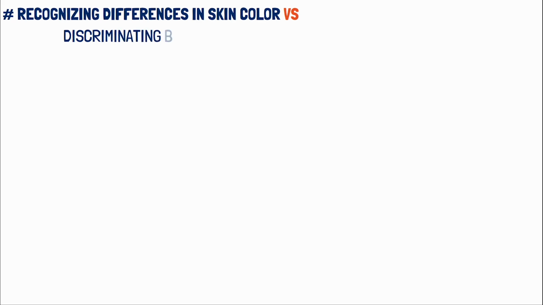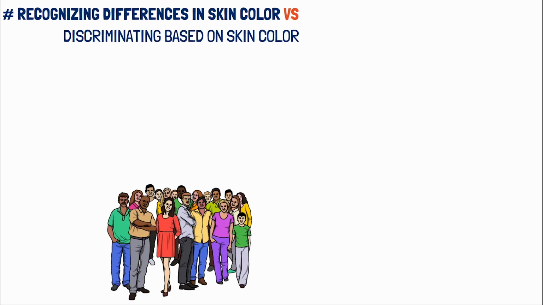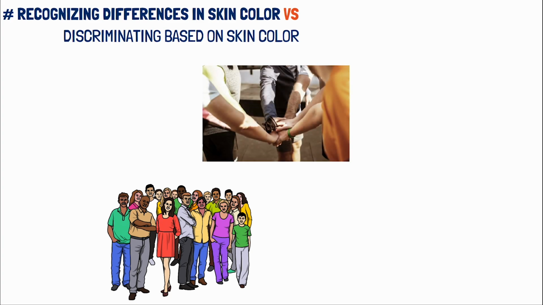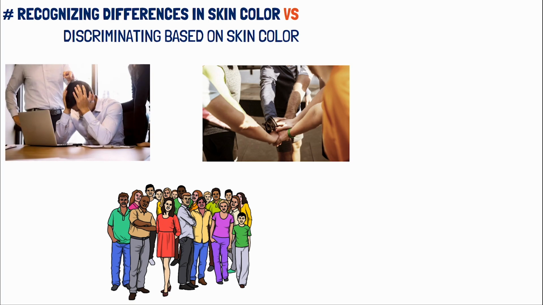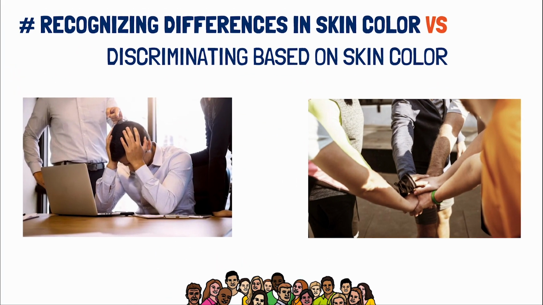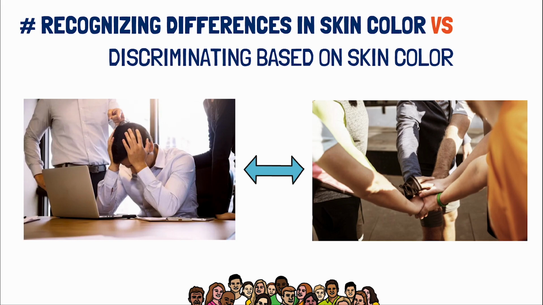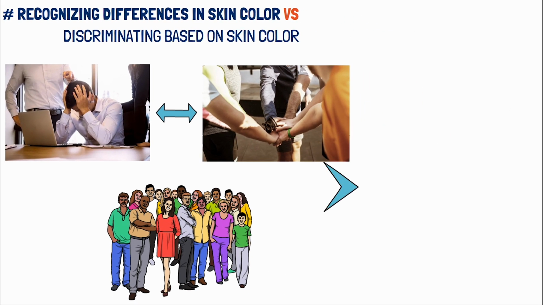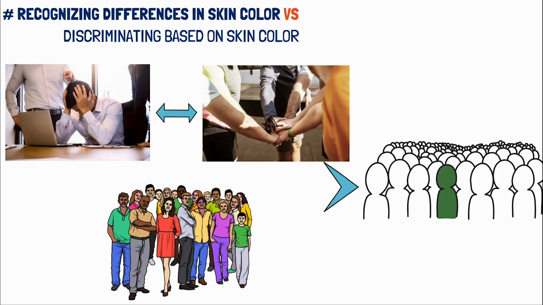Recognizing differences in skin color versus discriminating based on skin color. Skin color has long been a subject of societal importance, sometimes leading to both positive recognition and negative discrimination. It is crucial to distinguish between recognizing differences in skin color and discriminating on the basis of it, as these actions have vastly different consequences for individuals and society.